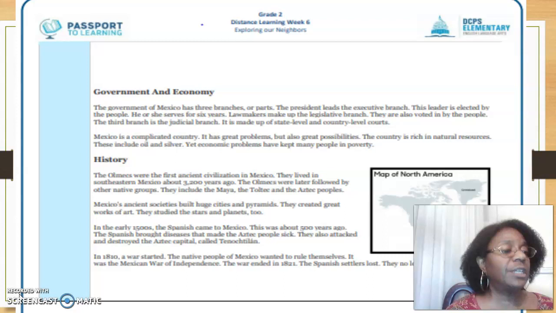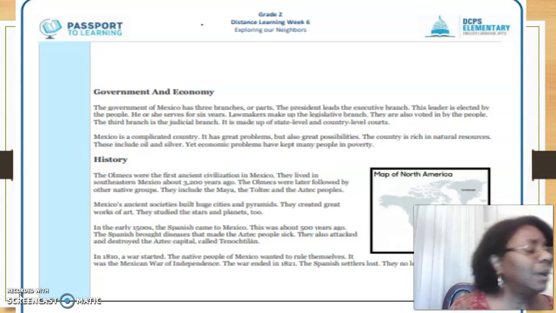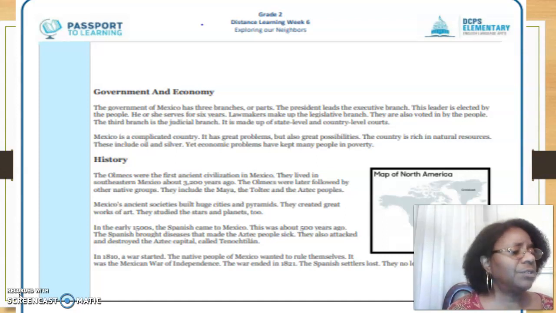Lawmakers make up the legislative branch. They are also voted in by the people. The third branch is the judicial branch. It is made up of state level and country level courts. Sounds like the United States, right? Mexico is a complicated country. It has great problems, but also great possibilities. The country is rich in natural resources. These include oil and silver. Yet, economic problems have kept many people in poverty.